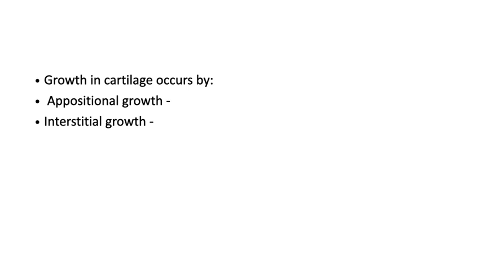So what is growth in cartilage? The growth in cartilage occurs by two types, that is appositional growth and interstitial growth. Let us understand what it is. Appositional growth is where the cells of the perichondrial layer, that is the inner layer, give rise to growth, and this will increase the width. Whereas interstitial growth means there is increase in the length. For example, if you see growth of the bone lengthwise, that is the interstitial growth.